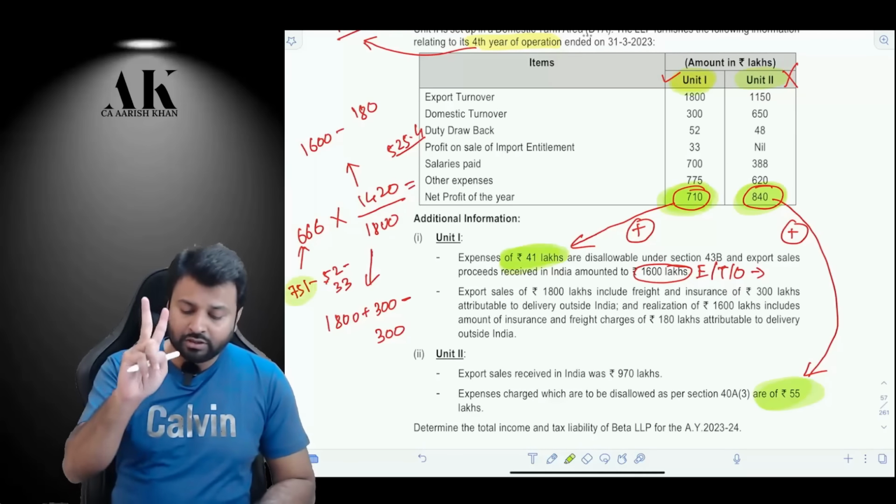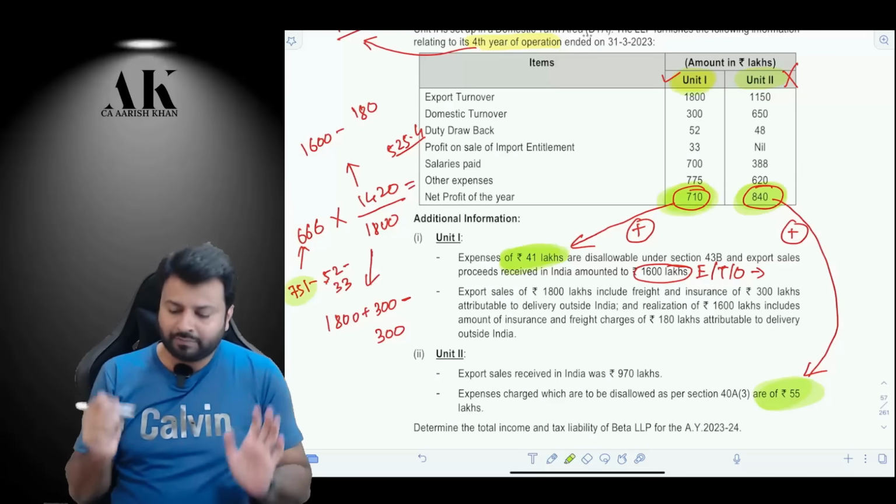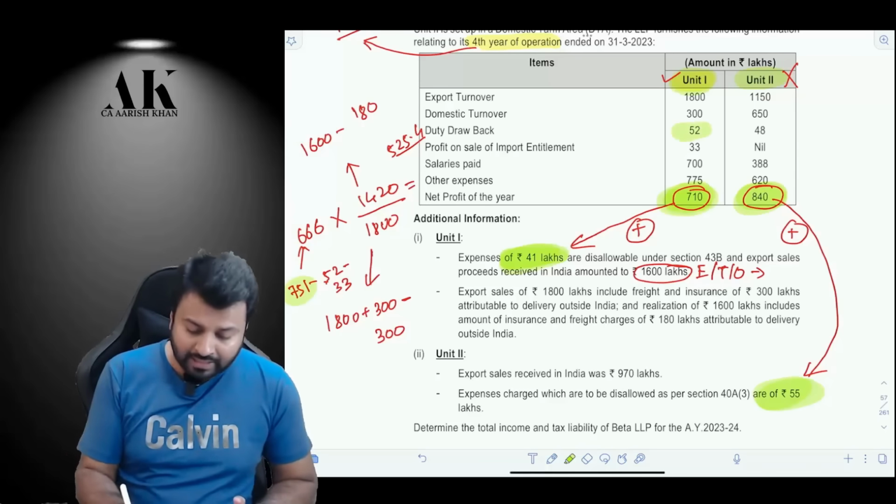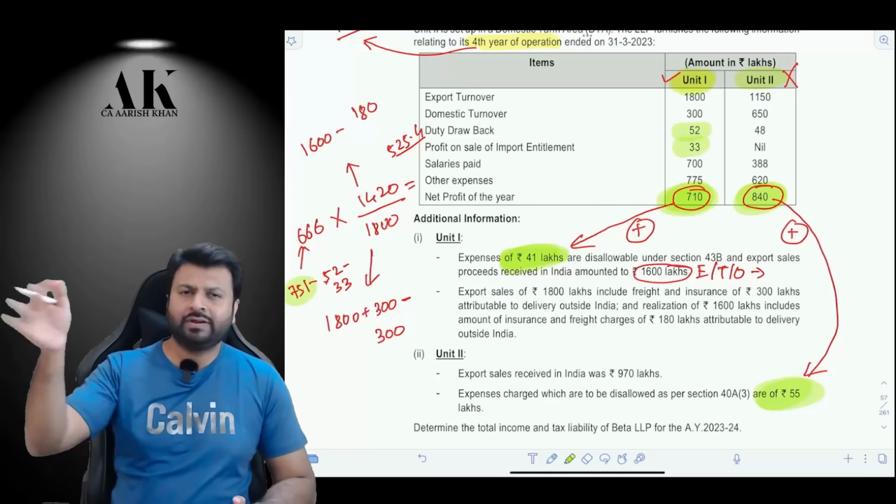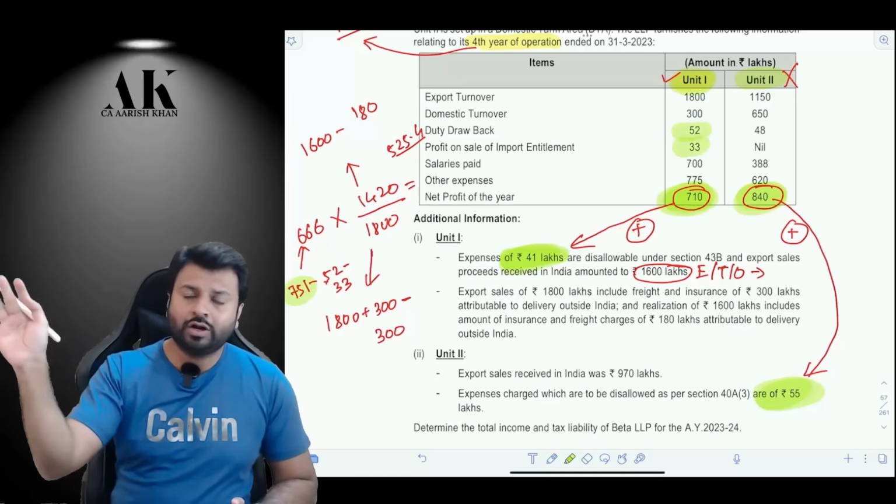But from profit, you have to remove two things because those two things cannot be part of profit. That is, duty drawback cannot be part of profit, and profit on sale of import entitlement license. We have done all these things in 10AA. You can go and check. You are not eligible for these two things.